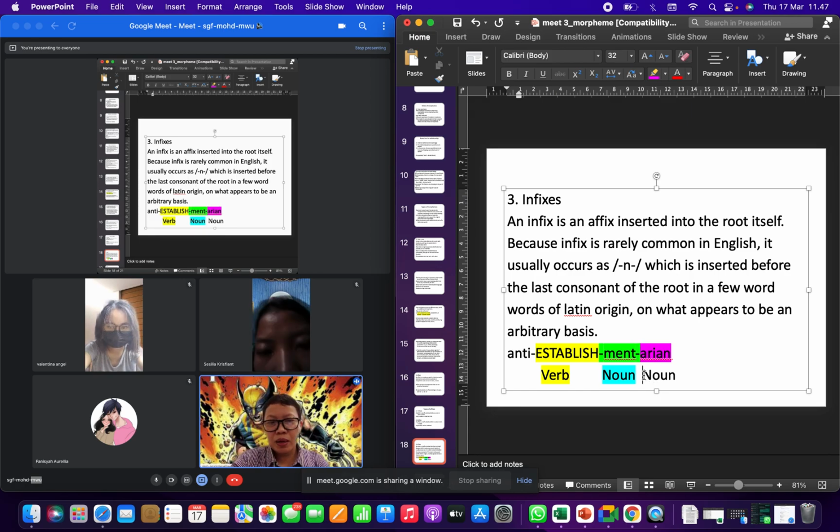And then let's see. You are focused now on the last highlighted word. So anti-establishmentarian now is a noun. Now let's see. Before, the suffix ment that indicates a noun was our suffix. Now it is our infix. So we have the infix ment in anti-establishmentarian. Is it clear enough? So we put the infix between the root and the suffix.